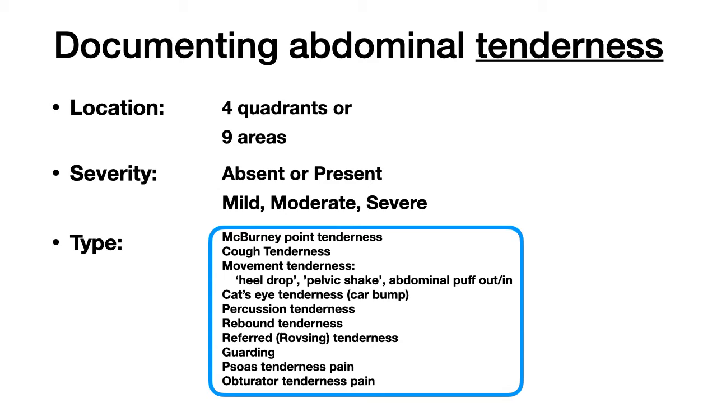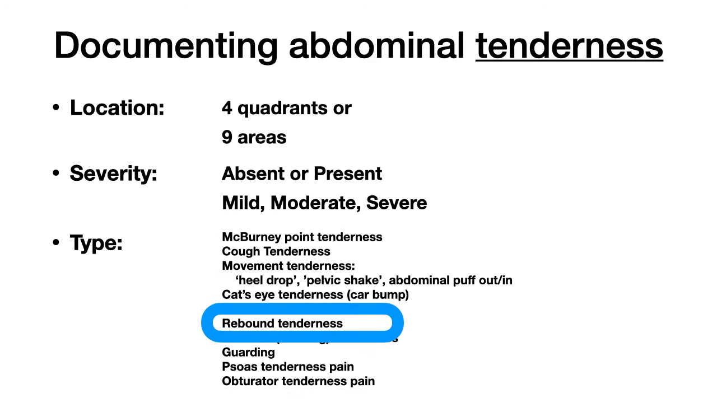And then the type of tenderness, and perhaps as a way of getting at the severity of tenderness, I'll just use rebound tenderness as an example. When a patient has rebound tenderness, they're generally thought to have severe tenderness. However, a rebound test is painful. So the question is, could we perhaps put numbers to abdominal tenderness?